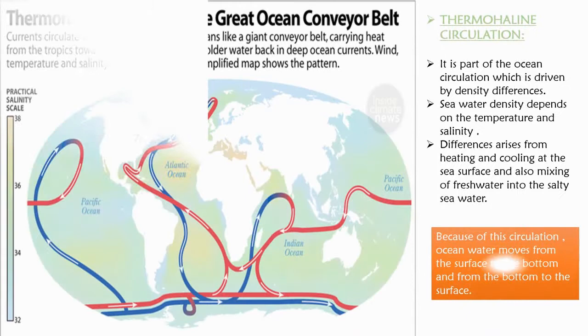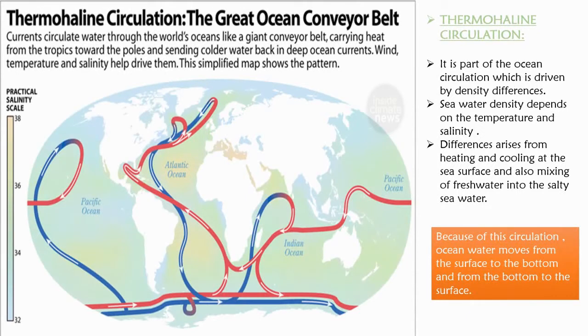Now let us understand the thermohaline circulation. Students, thermohaline circulation is a part of the large scale ocean circulation. It is a part of the ocean circulation which is driven by density differences. Thermohaline is a combination of two words: thermo means temperature and haline refers to salt content, that is salinity, and these are the factors which together determine the density of seawater.